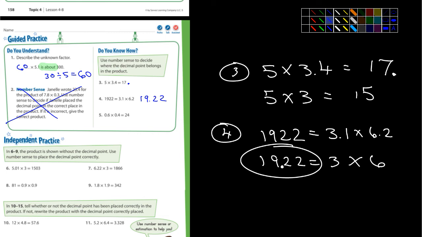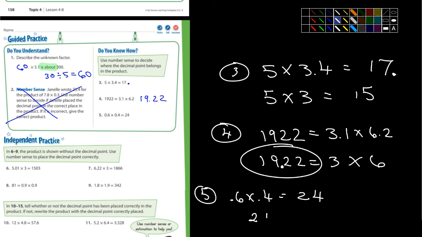I'm going to do one more. Let's look at number 5, and then I'm going to cut you guys loose, I think. Okay, so number 5. So we have a 0.6 times a 0.4 equals, and the digits are 24. It could be 0.24, it could be 2.4, it could be 24. So really, we don't need to do anything with these two other than remembering or noticing that the decimal's in front of each one. What's 6 times 4?